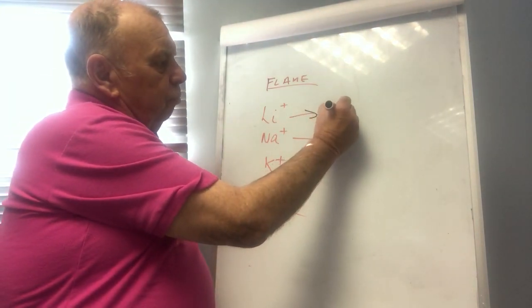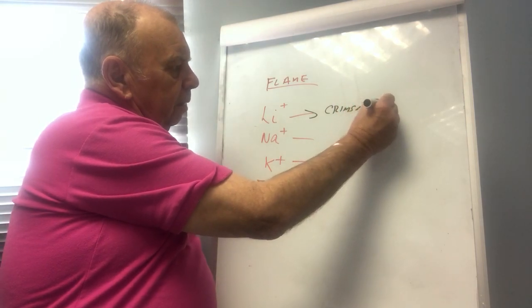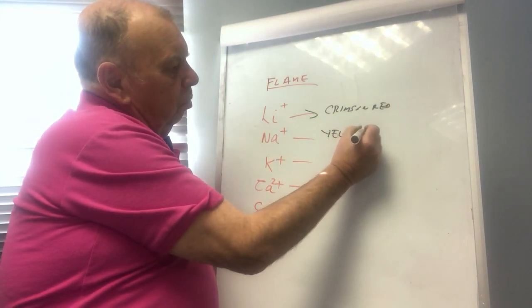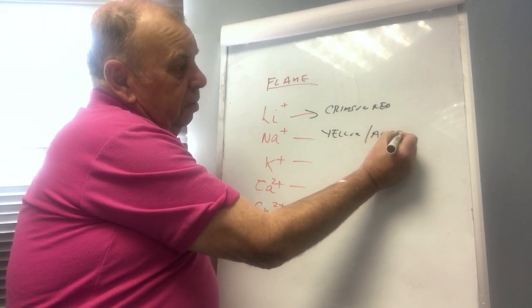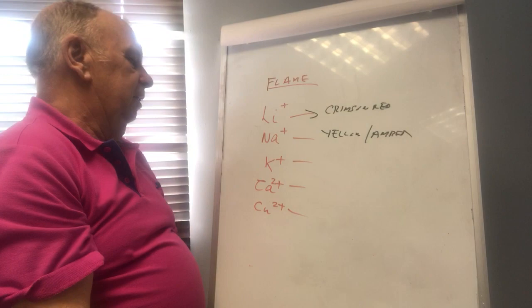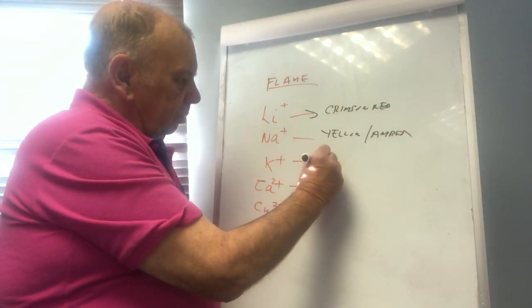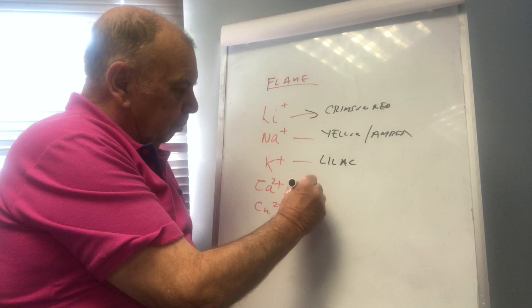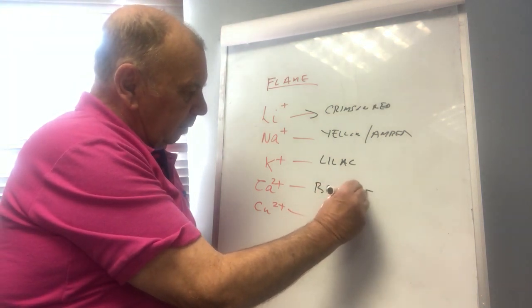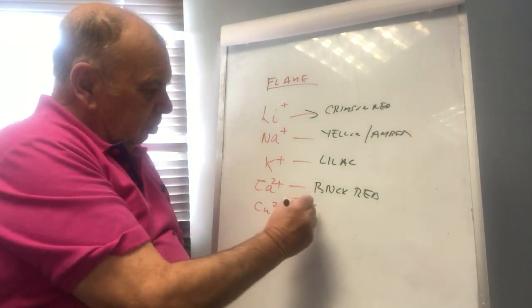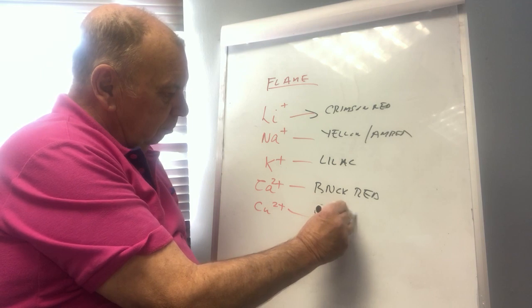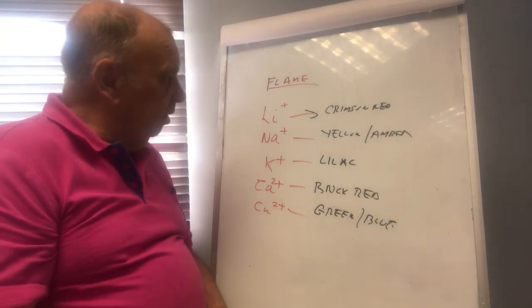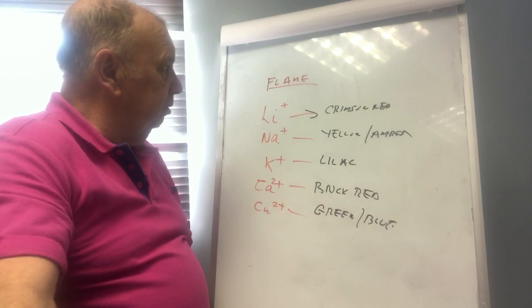This is crimson red lithium. By the way, that's a deep red. Sodium, yellow or amber coloured flame. You actually see it in the flame. Potassium, lilac, that's pale purplish. Calcium ions, brick red. And copper ions, green or blue. The flame test identifies some metal cations.